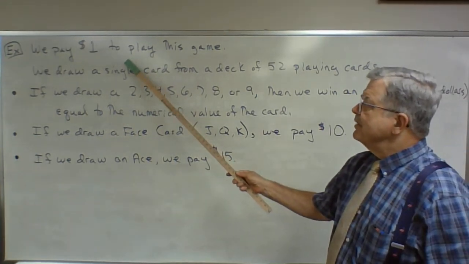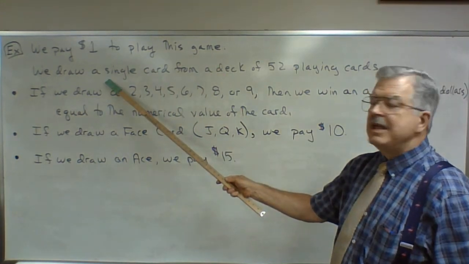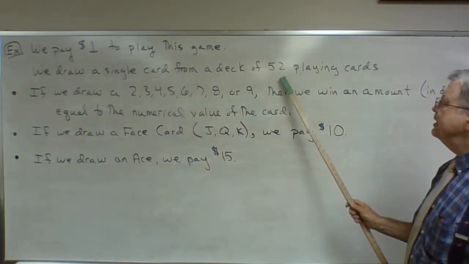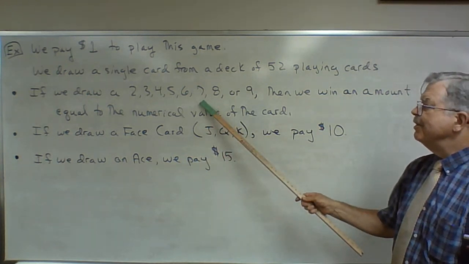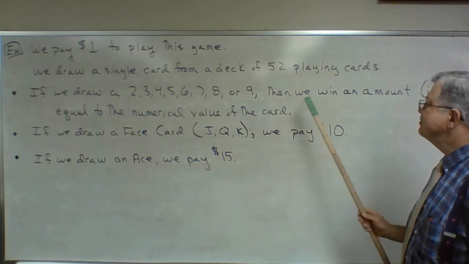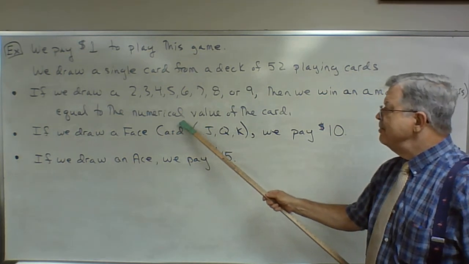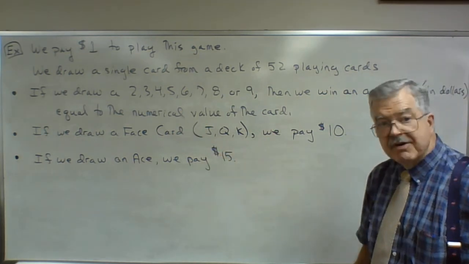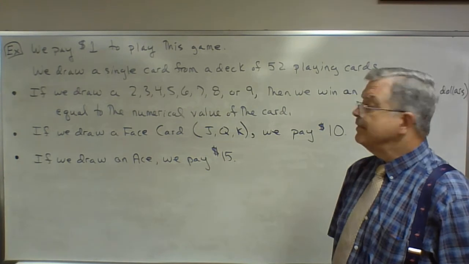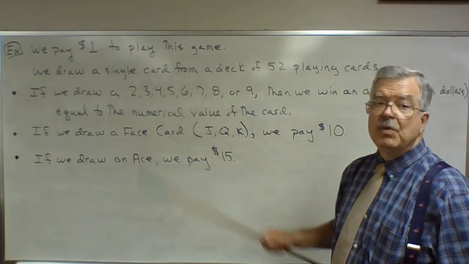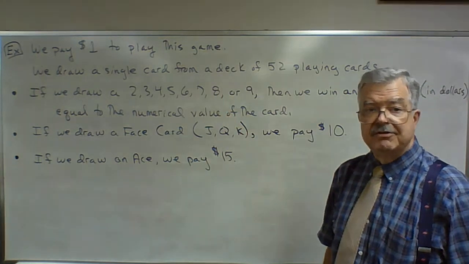Here's the game. We pay $1 to play this game. And in this game, we draw a single card from a deck of 52 playing cards. If we draw 2, 3, 4, 5, 6, 7, 8, or 9, then we win an amount in dollars that's equal to the numerical value on the card. For example, if the card we pick is a 2, we win $2. If the card we pick is a 5, we win $5. If the card we pick is an 8, we win $8, and so forth and so on.